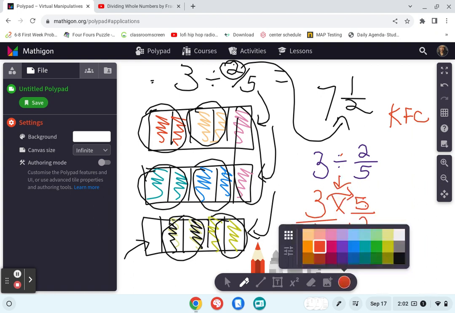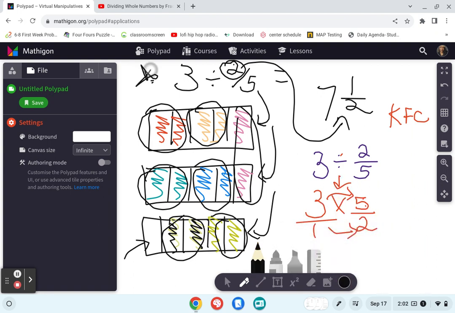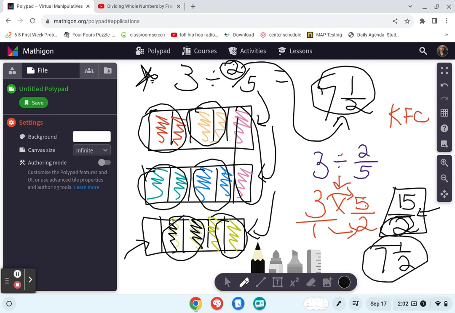Some of y'all said, I already knew how to do that. That's good. But did you understand what you were doing? That's what's most important. So now I've got 15 and I've got 2. And we all know that we must simplify this. This is an improper fraction. We need to at least make a mixed fraction. So if I've got 15 over 2, remember our fraction bar says divide. How many 2's are in 15? There are 7, because 7 times 2 is 14. How many is left over? 1. And what was my denominator? 2. 7 and 1/2. Same thing we just did.